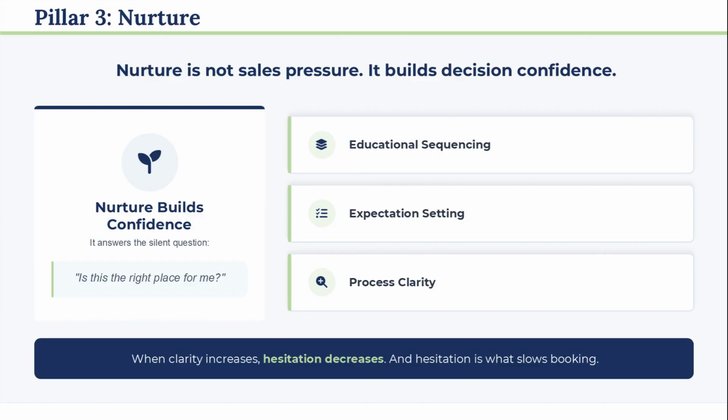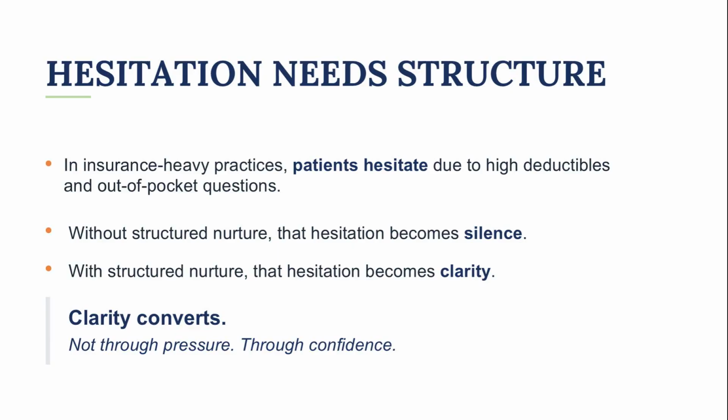Nurture exists to support the period between interest and action, without pressure, without hype, just clear reinforcement at the right time. So the patient can move forward with confidence, because without that support, time doesn't clarify decisions, it dissolves them. Hesitation doesn't mean lack of interest. It usually means lack of clarity.